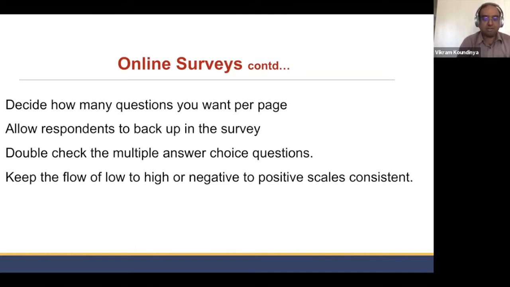And then it's always very important to allow respondents to back up in a survey. I see sometimes that there is no arrow to go back. So that is always important, to give a chance to go back to the previous screens.